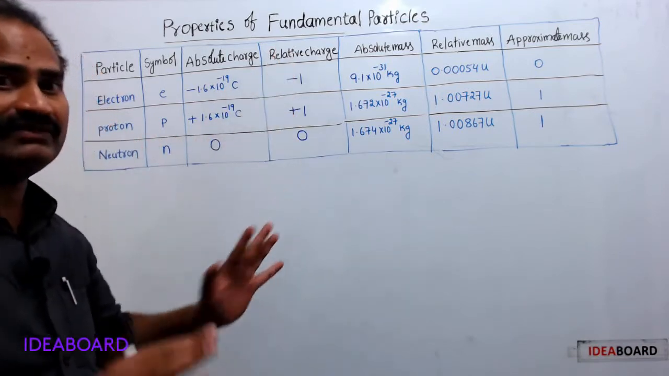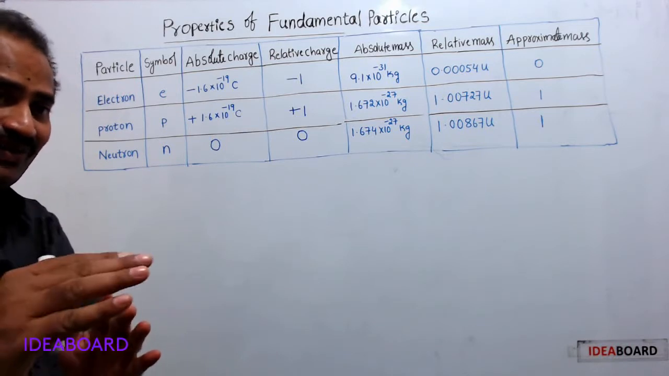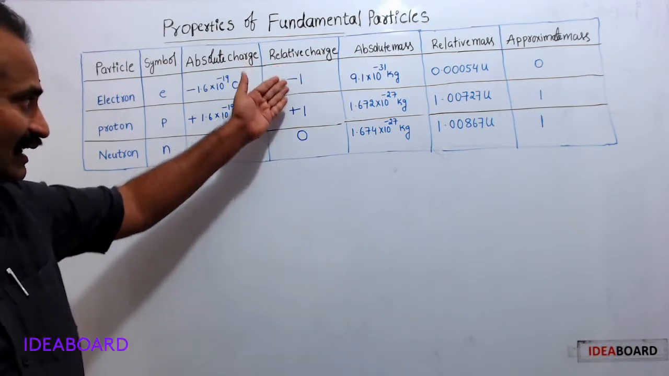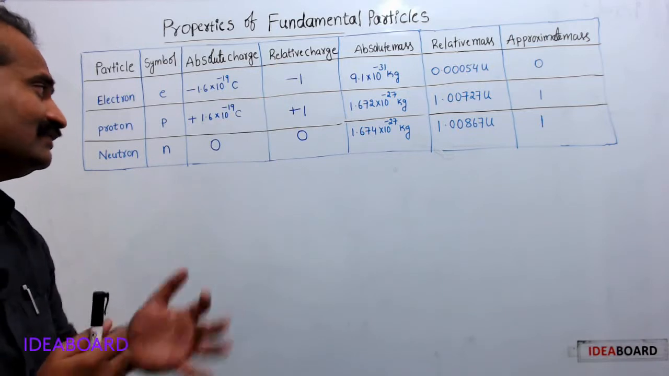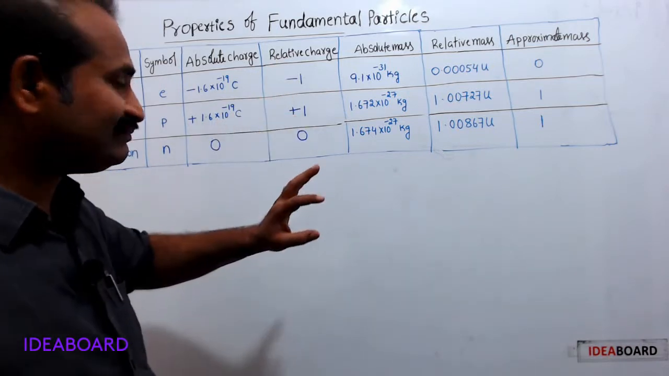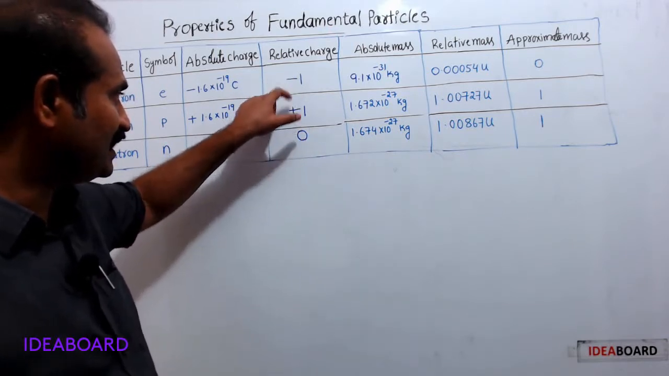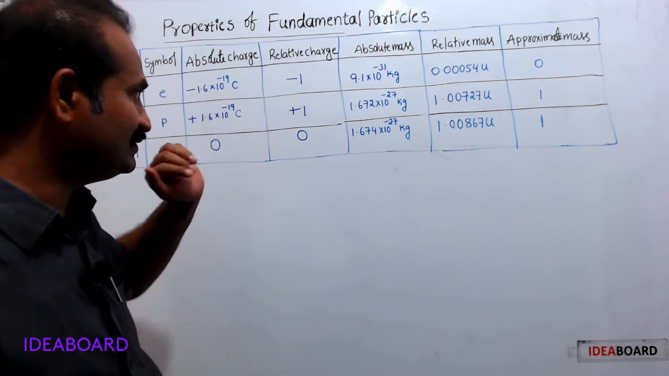So this is relative charge. When a particular charge is compared with another quantity of charge, you get these numbers. These are called relative charges: minus 1, plus 1, 0. While doing calculations, we may use these relative charges.